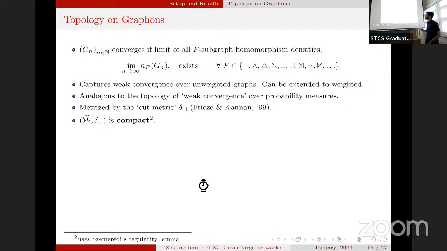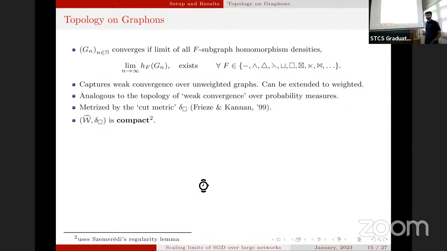So initially, if you remember, I had this H triangle in the very first slide. If the limit of these numbers for every F exists to some real number, maybe we don't care what they are, but if they exist for all simple graphs, I will say that Gn converges. It's the first definition that a combinatorialist might use.